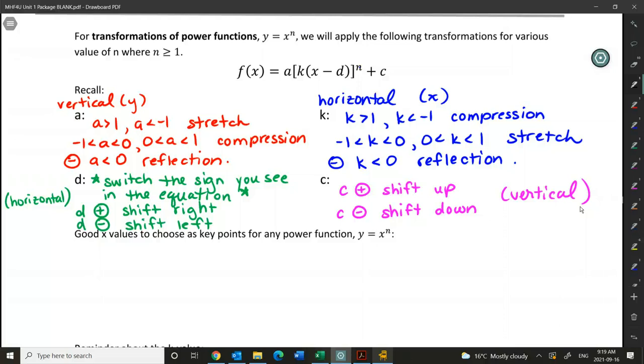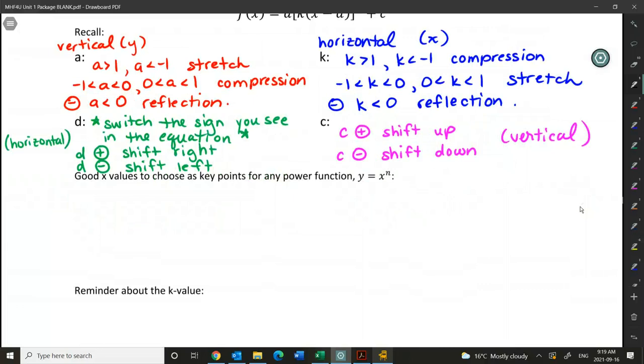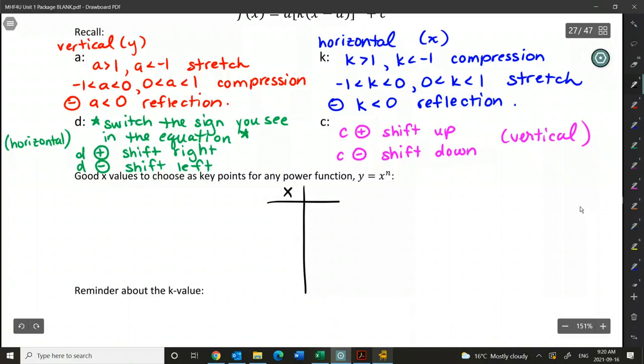Okay, so all we're going to be focusing in on for this unit is transformations of these base power functions, so y equals x to the n. And the nice thing is I don't have to memorize any key points for these. There are some really good x's that you can choose for literally any power function, so y equals x squared, y equals x cubed, and so on. You can just choose the same ones for all of them. And I think -2 to +2 just gives us a good range. It will give us some points on the left, some points on the right, and we'll get a decent idea of what that graph looks like.